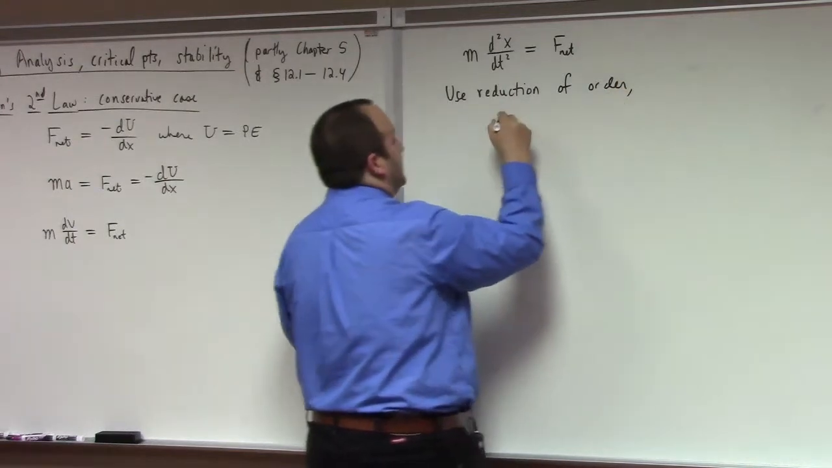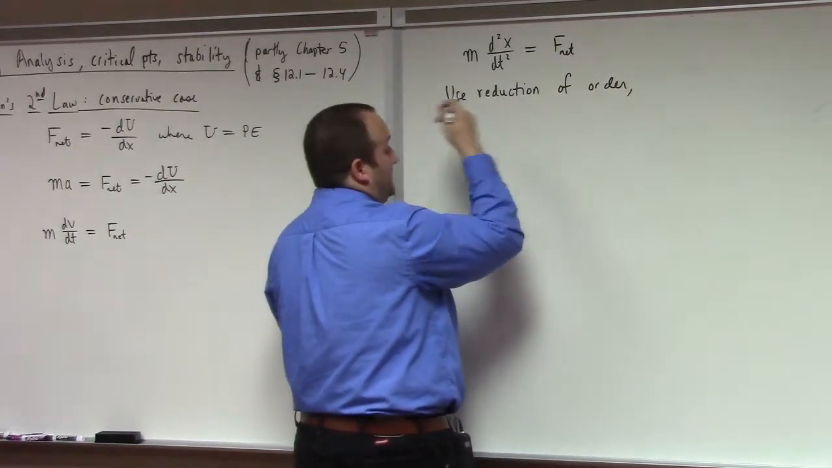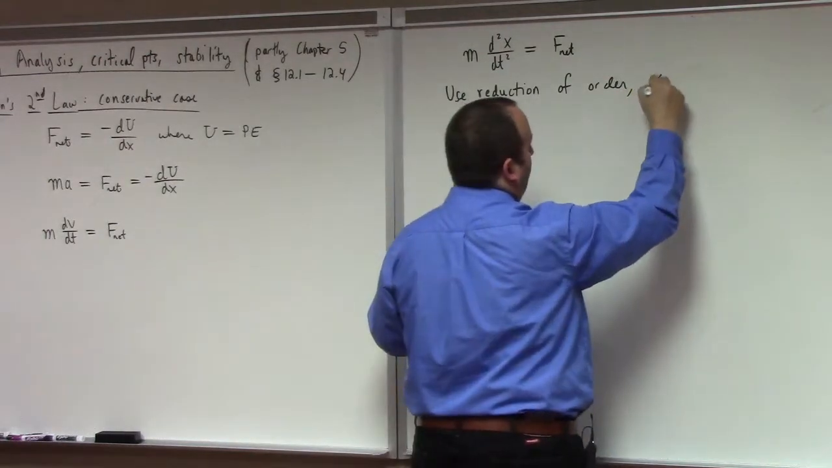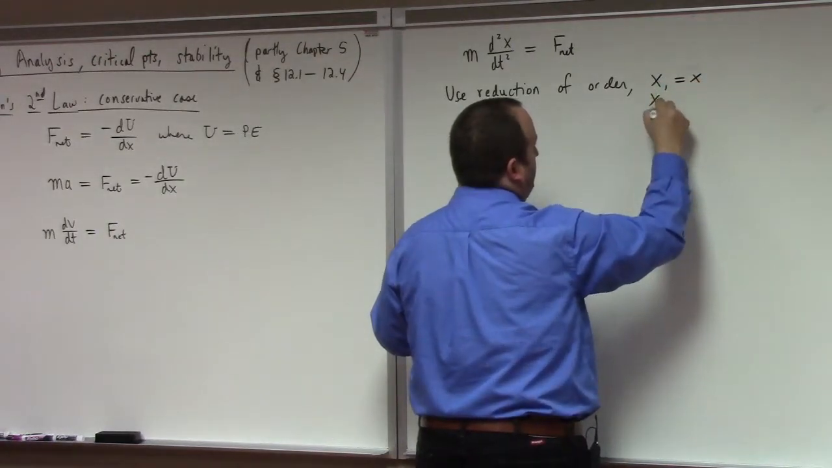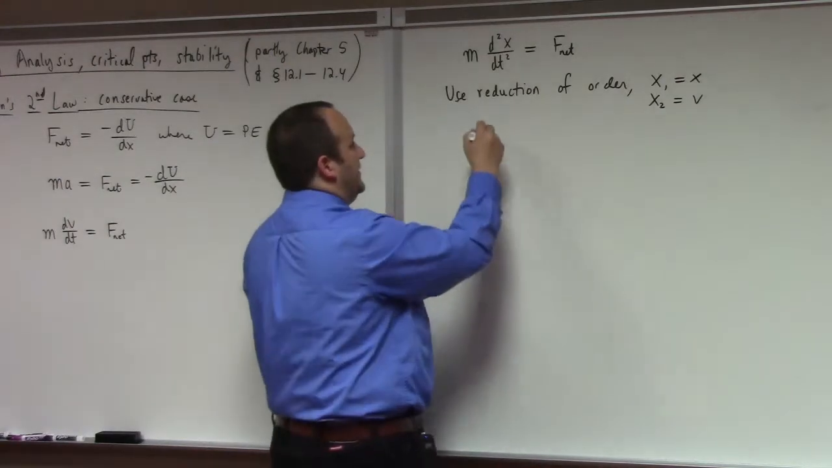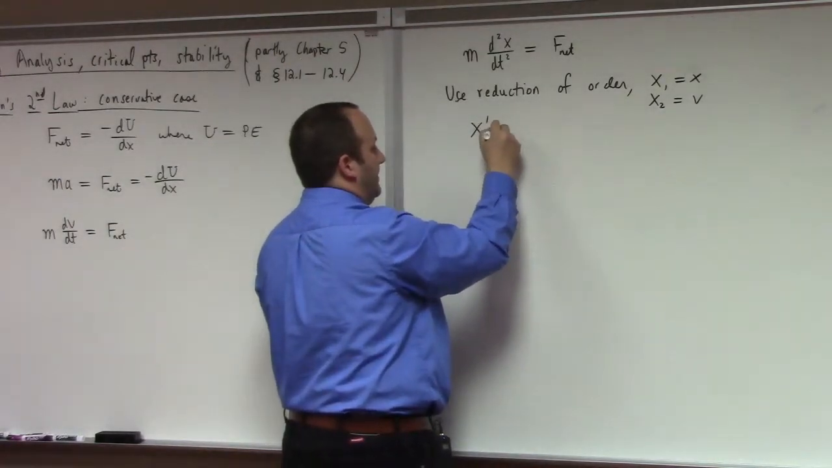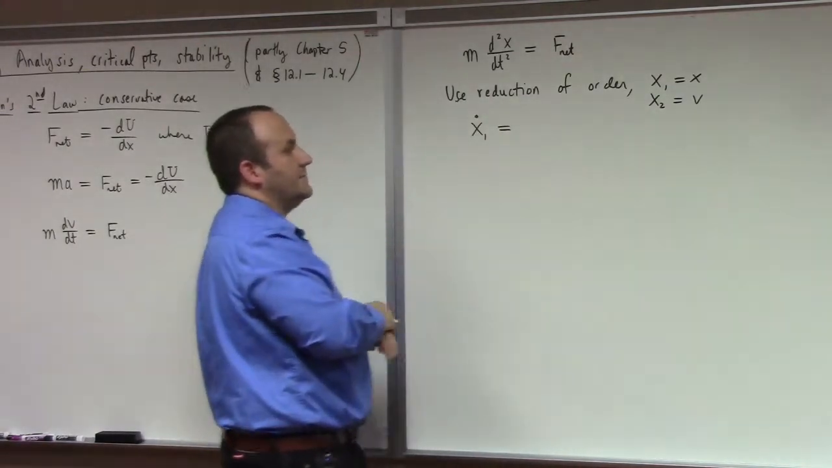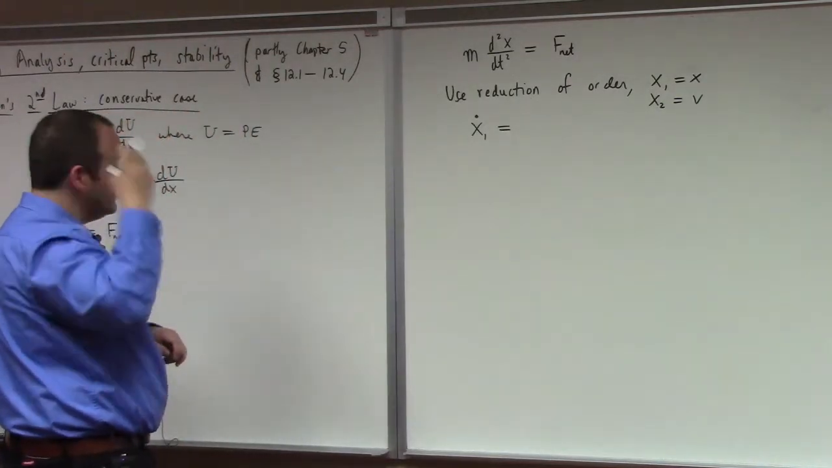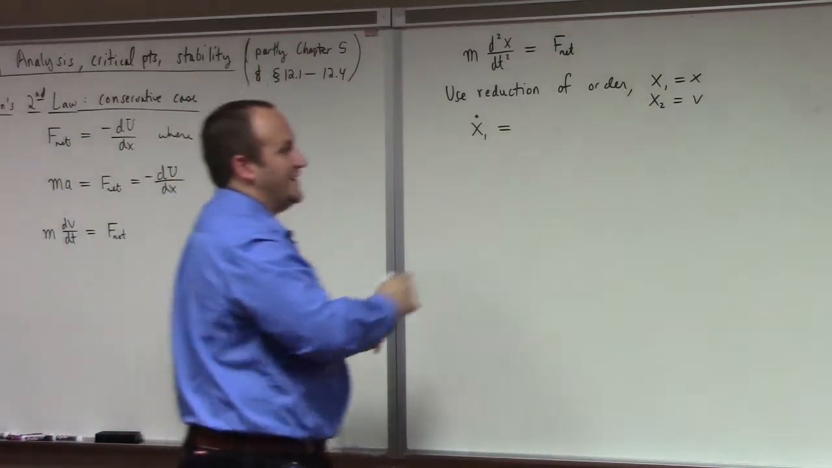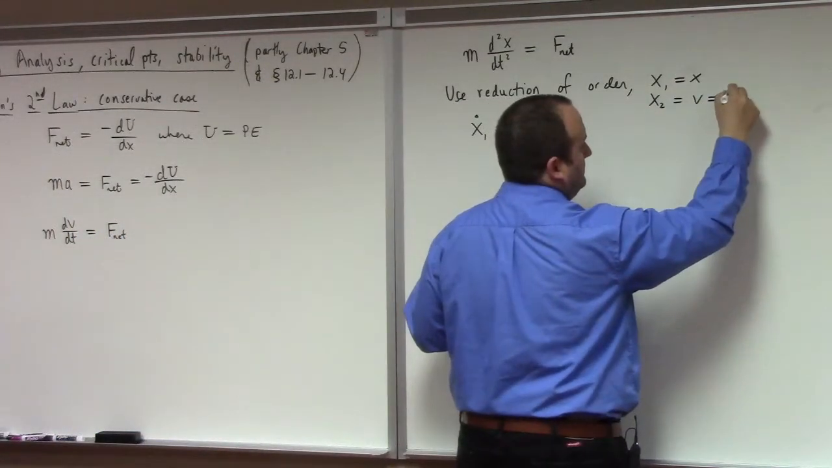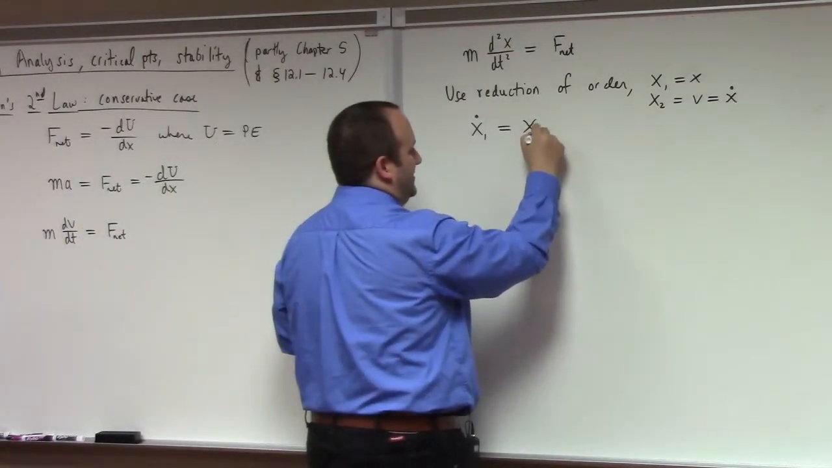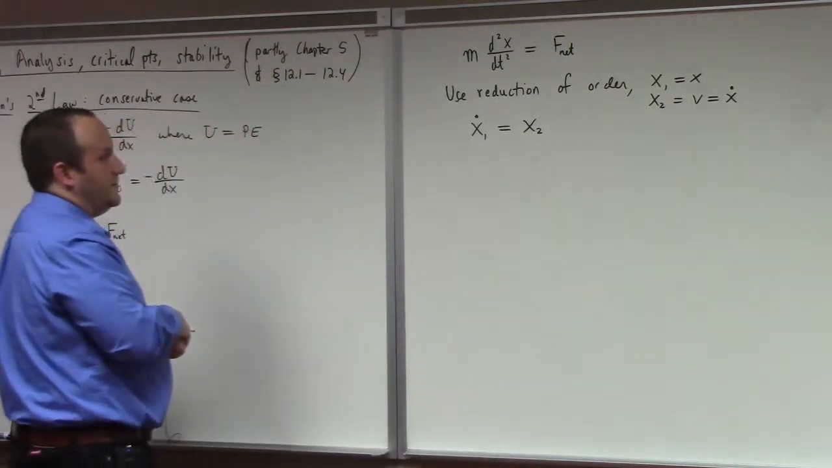in the sense that we'll let x1 be just x, and x2 will be v, right? So what's x1 prime? I like to use dots here, x1 dot. I mean, v is x dot, right? So x1 dot is just x2. Okay, that's not too bad, yeah? And what else do we have here? What's x2 dot?